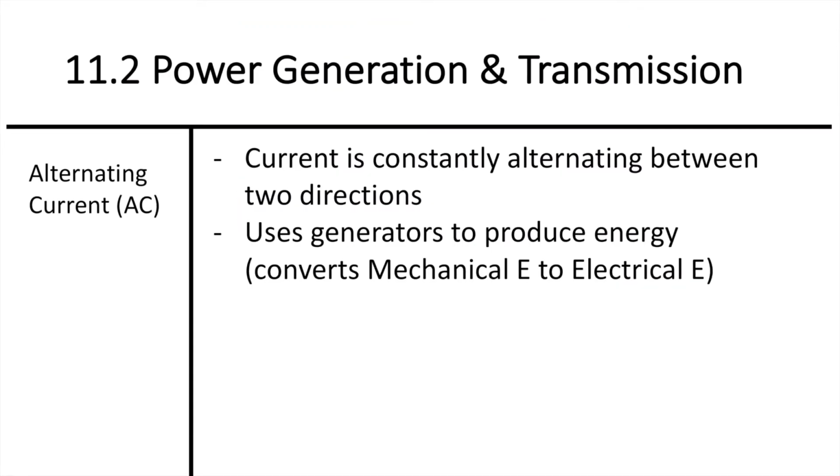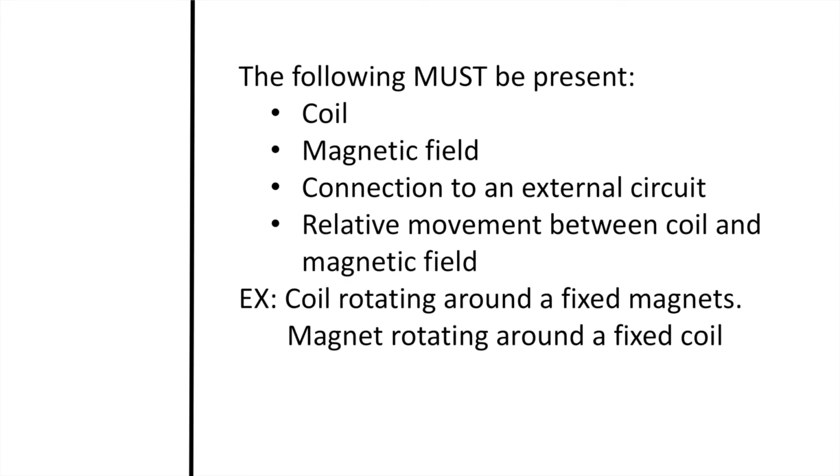We discussed how alternating current, or AC, is when current switches between two directions consistently. It uses generators to produce energy, which converts mechanical energy to electrical energy. This is the most common way that we generate energy, and this is the way we receive power to our homes and buildings today. The following must be present for an alternating current to be achieved. There must be a coil, a magnetic field, a connection to an external circuit, and some relative movement between the coil and the field. This means that either the coil is rotating around a fixed magnet or the magnet rotates around a fixed coil.